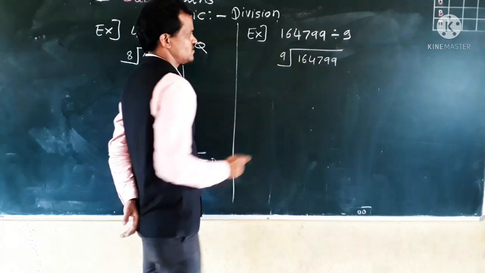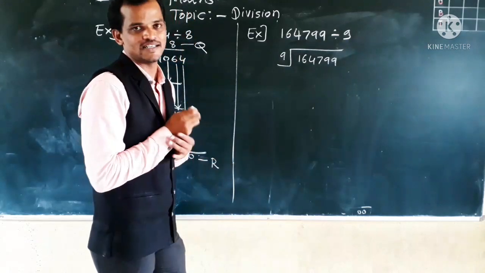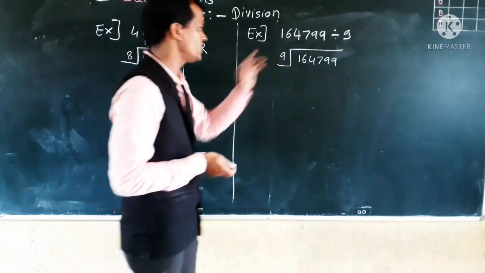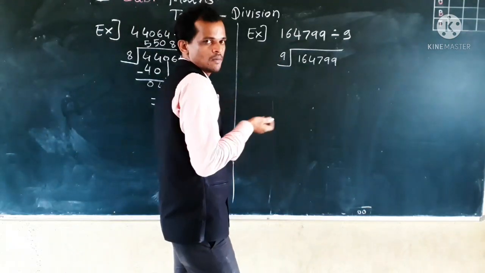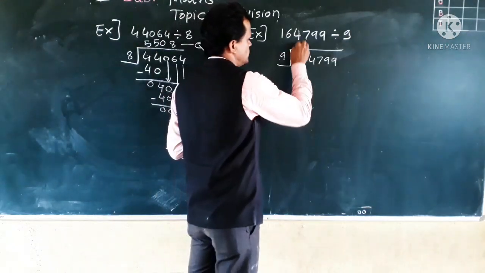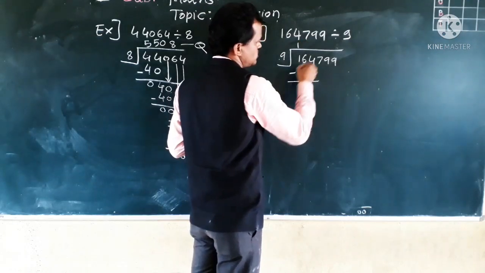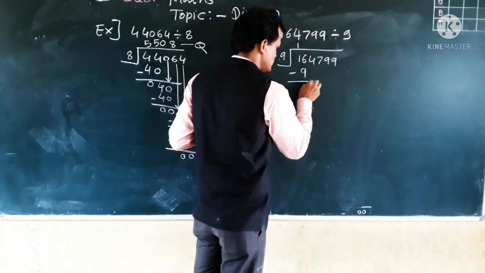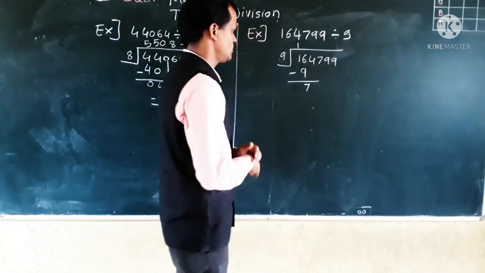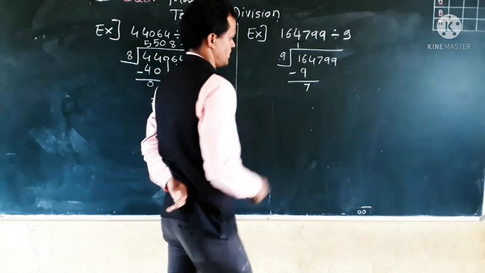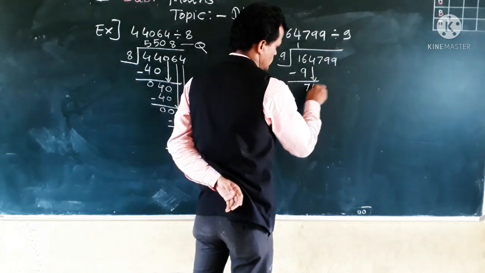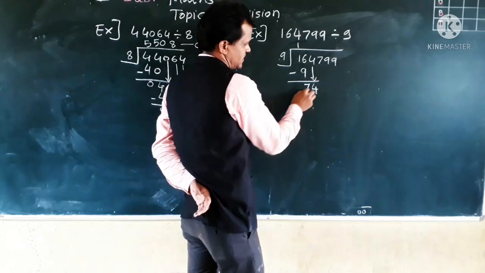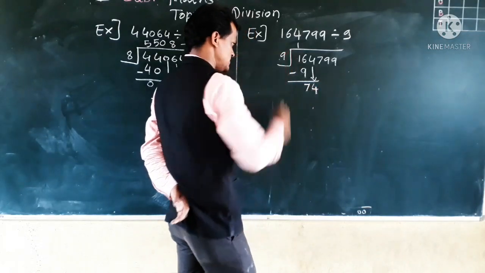Okay, so in the table of 9, 16 does not come. Okay, so which is the smaller number than 16 that comes in the table of 9? Means which is divisible by 9? That is 9 only. 9 ones are 9. Now do this subtraction. 16 minus 9, 7. So take this 4 down here. 74 number is formed.